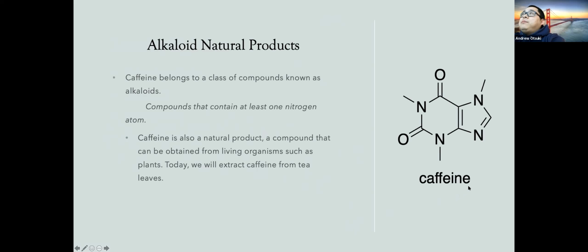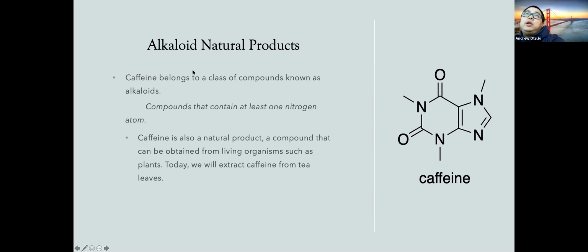So caffeine belongs to a class of products called alkaloids, and they're natural products because they're compounds that can be obtained from living organisms such as plants. Caffeine can be obtained from tea leaves. So that's where we're going to be extracting our caffeine from.